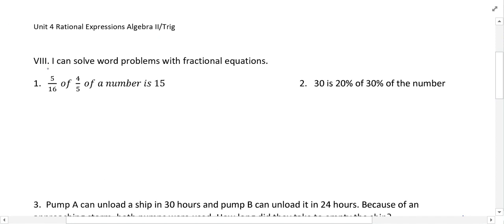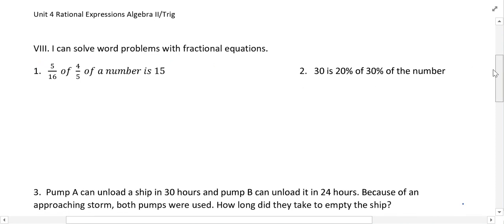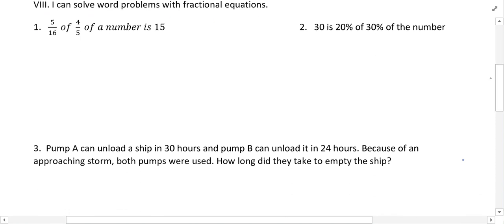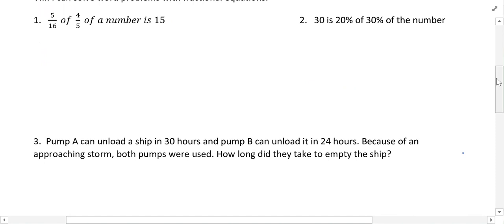All right, so we're on Roman numeral 8. It says, I can solve word problems with fractional equations. Let's take a look at number 1. We have 5/16 of 4/5 of a number is 15. So we need to start by defining our let statement. Since we have a number, we're going to say let x equal a number.